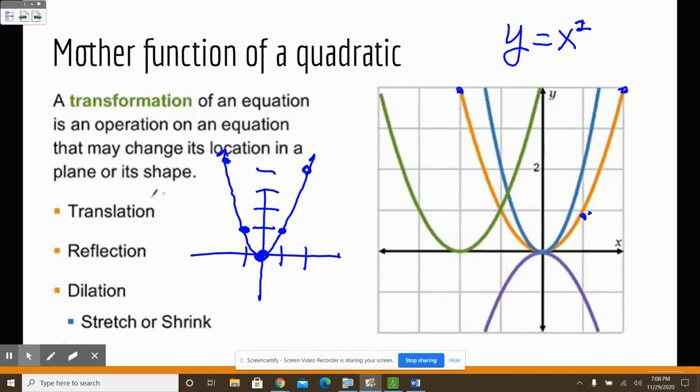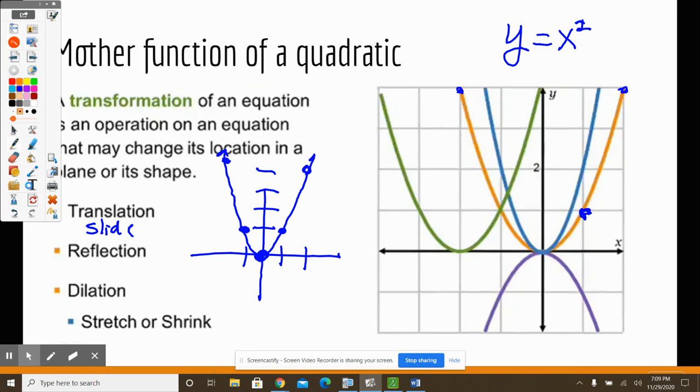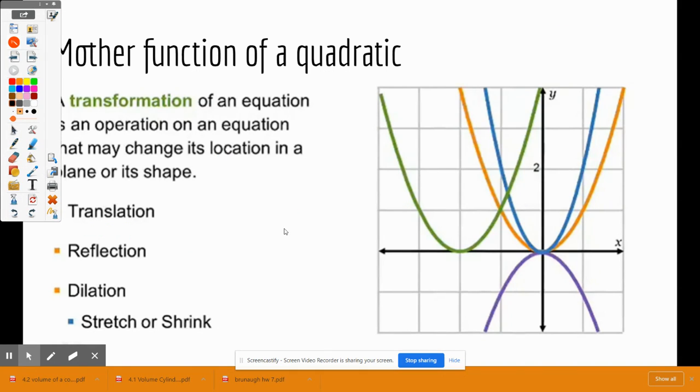So we're going to use these words from geometry. Translation, which if you remember, the not so smart word is slide. So if the orange graph is the original OG, then this one is translated to the left. Okay, these two are not translated at all. These are where the stretch or the shrink was affected. And then this one is obviously reflected as well. So these are the words we're going to be using for quadratics.